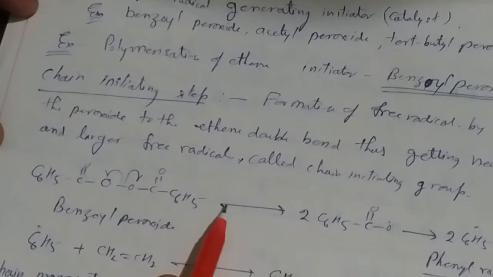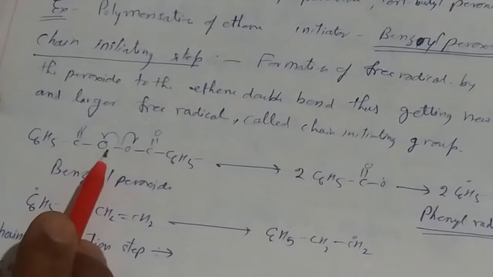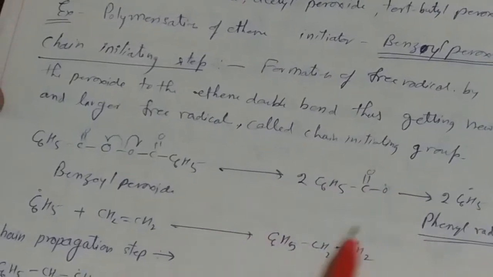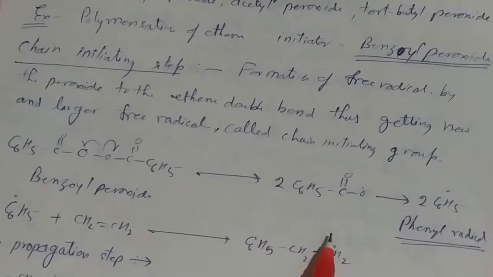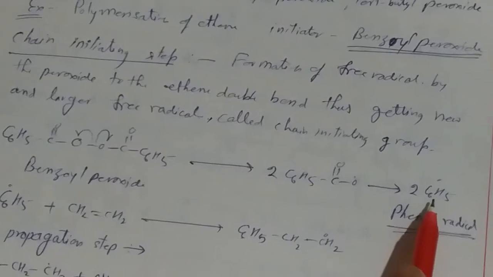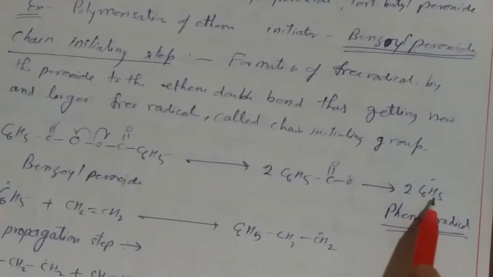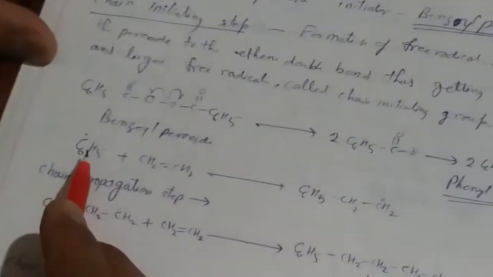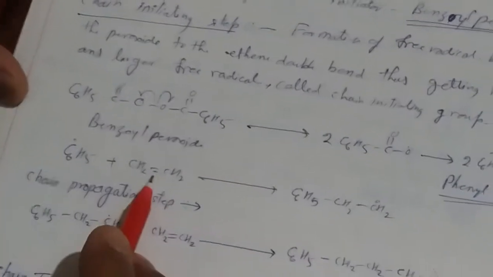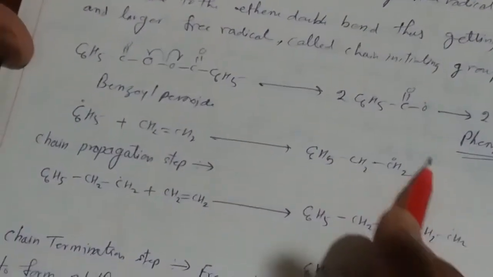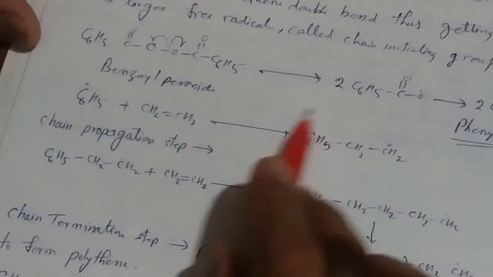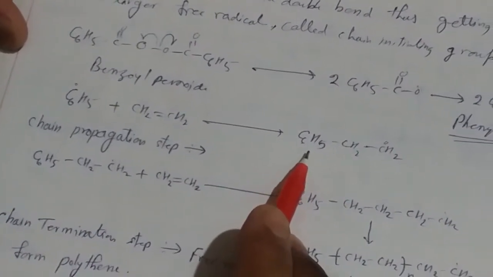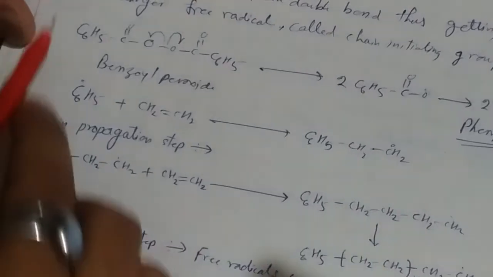This is the formula of benzoyl peroxide. It will break the O-O bond and then we get the free benzoyl radicals, and it will further divide and give C6H5, this is the phenyl radical, plus carbon dioxide. Here this phenyl radical reacts with the monomer and gives a large free radical. This is the formation of free radicals. This is the first step.